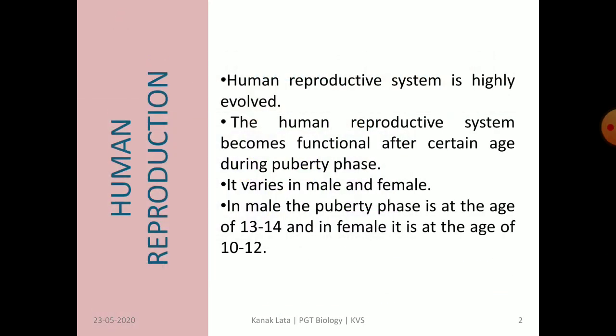Human reproductive system is highly evolved and it is functional after a certain age, that is during the puberty phase. It varies in male and female. In male, puberty is at the age of 13 to 14 years and in female, puberty is at the age of 10 to 12 years. So, female mature earlier than male.